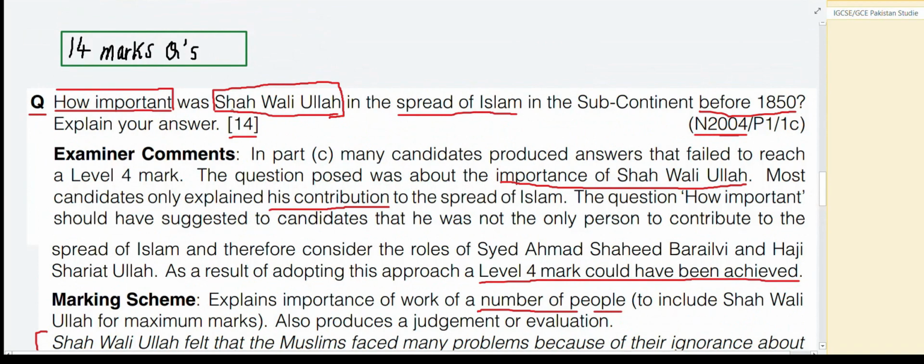Remember, we have to write the work and the importance. Remember, importance is always created from work. For example, if Shah Waliullah translated the Holy Quran into Persian, this is the work. What importance did it create? It enabled more people to read it. So we have to write the works and the contribution, right?